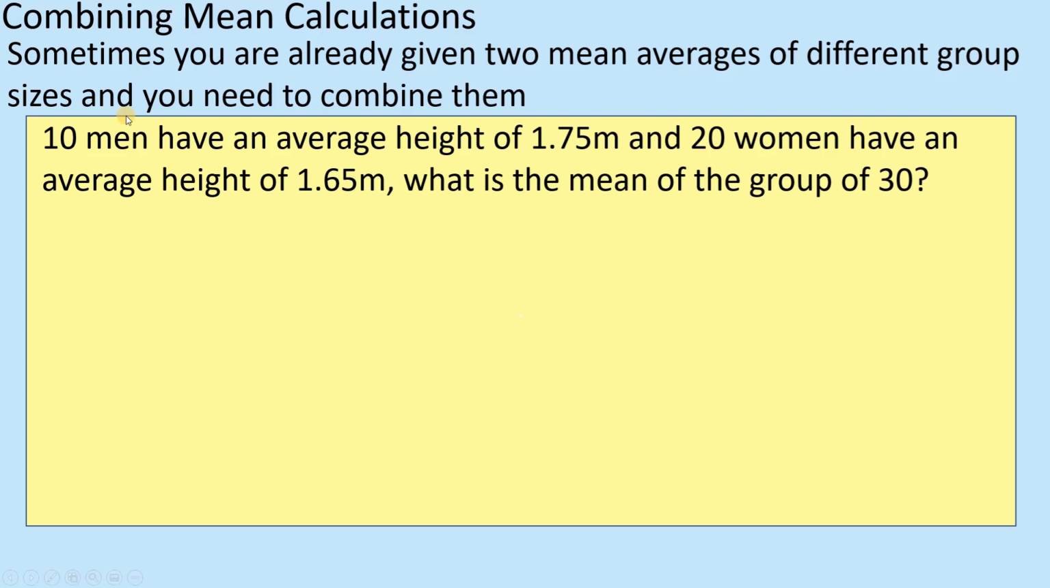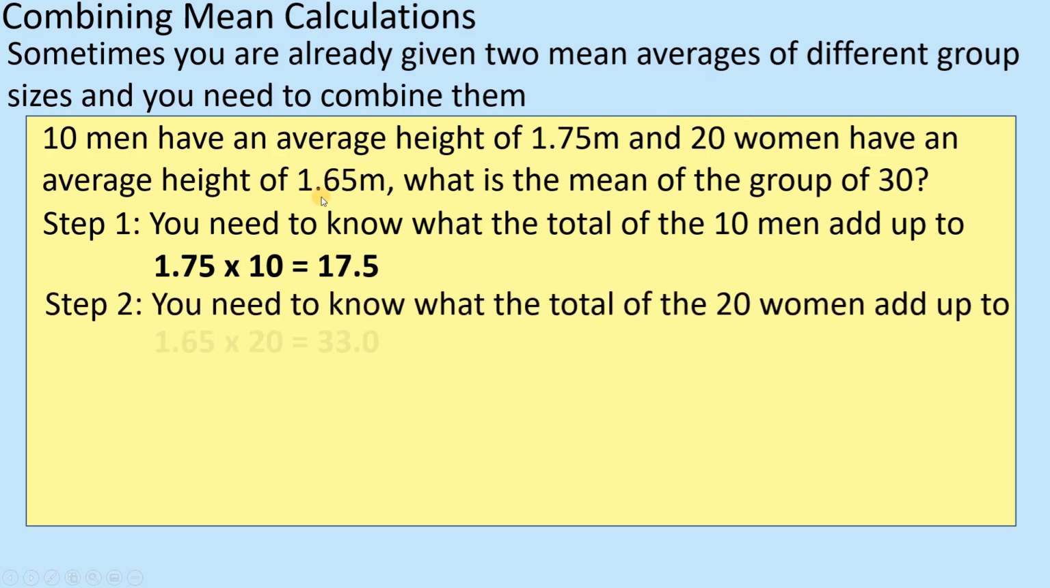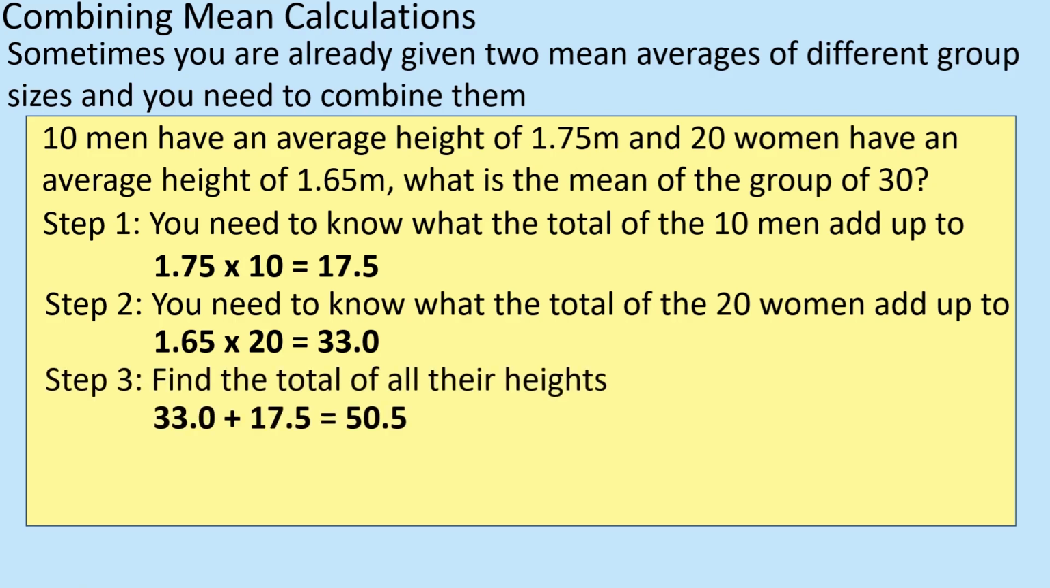So if I've got 10 men at 1.75, the total heights all added together would be 10 times 1.75, which is 17.5. The total height of all the women, because it's 20 with an average of 1.65, would be 20 times 1.65, which is going to give you 33.0. So these two numbers are my total heights of the men and of the women. Now I need to add those two together to get a total height of the whole group, which is 50.5 meters.